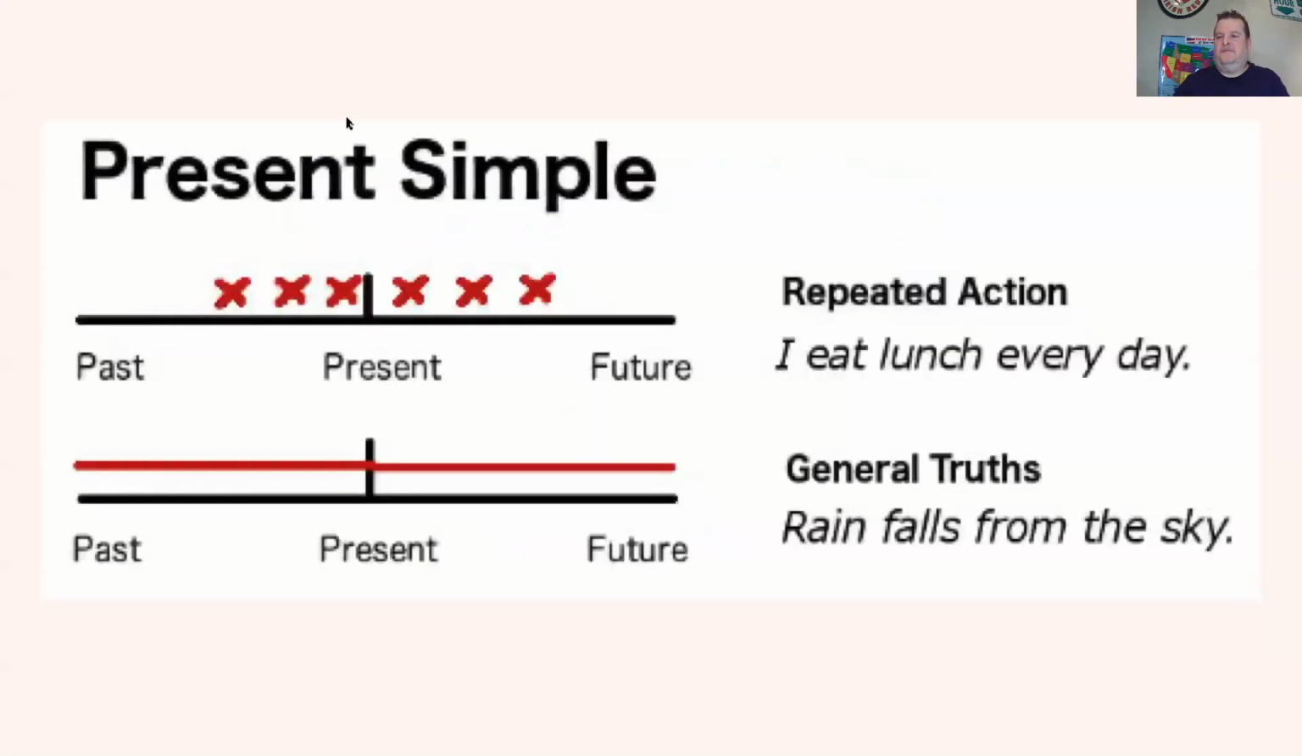to use. So first of all, the simple present, or the present simple as they call it here, is going to happen anywhere along the timeline or all along the timeline. It can be a repeated action, I eat lunch every day, or a general truth, rain falls from the sky. So repeat after me: I eat lunch every day. Rain falls from the sky.